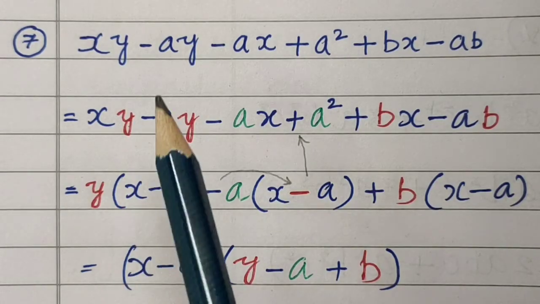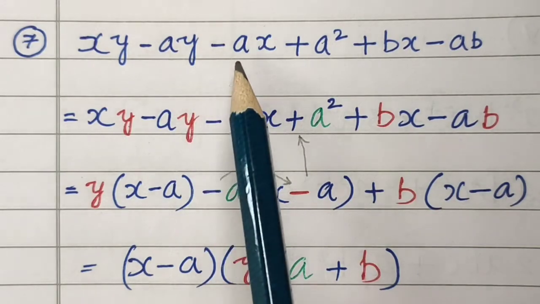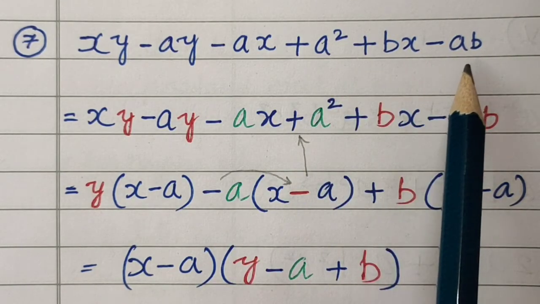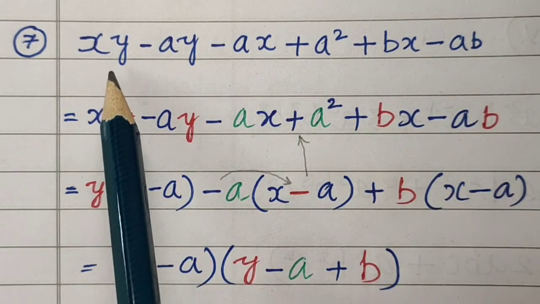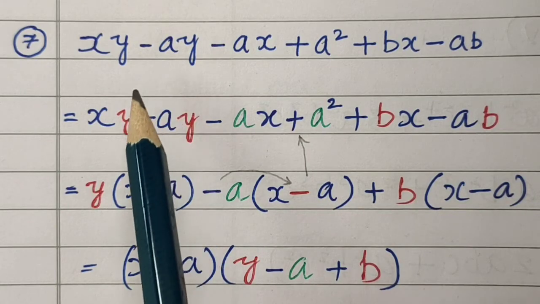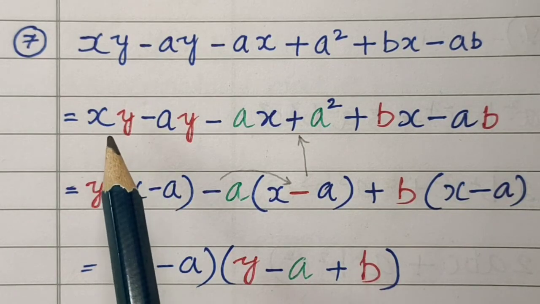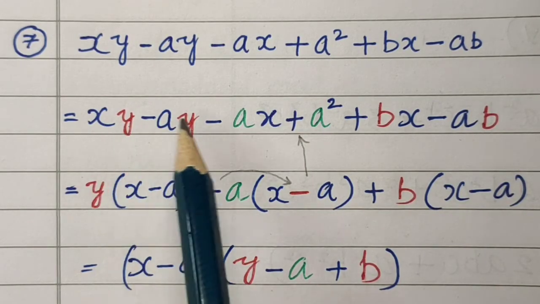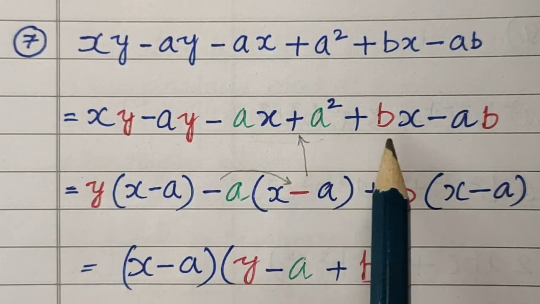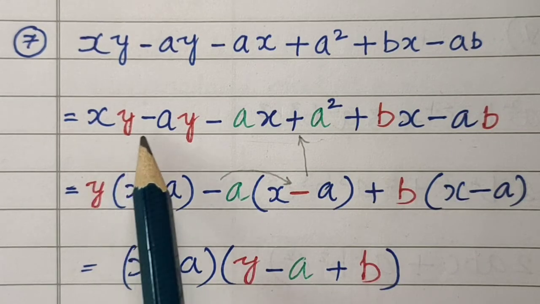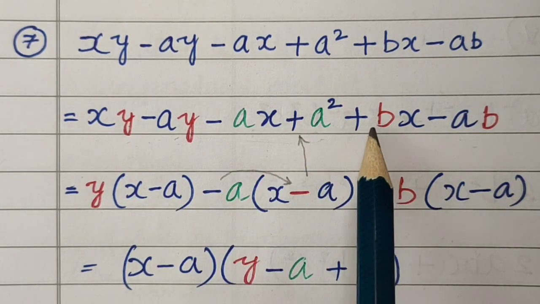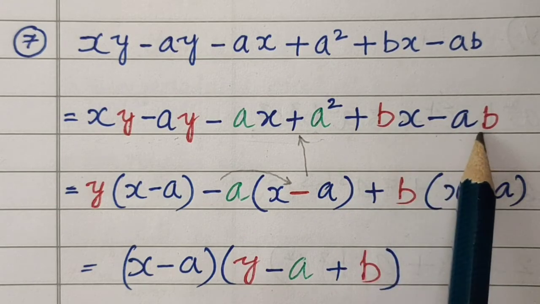Factorize xy minus ay minus ax plus a square plus bx minus ab. We need to group wherever the similar letters are there. To make you understand better, I am using different colors for the similar letters. We are grouping these two and these two and these two. Xy minus ay minus ax plus a square plus bx minus ab.